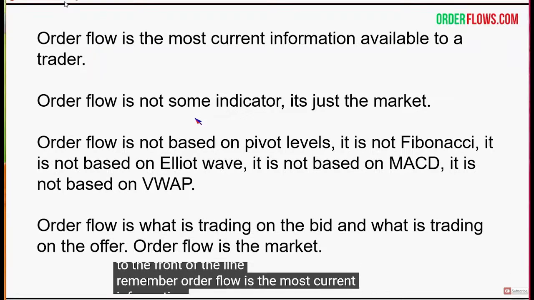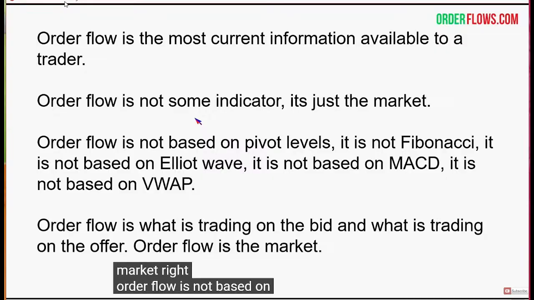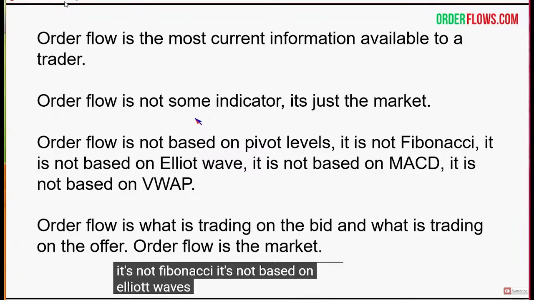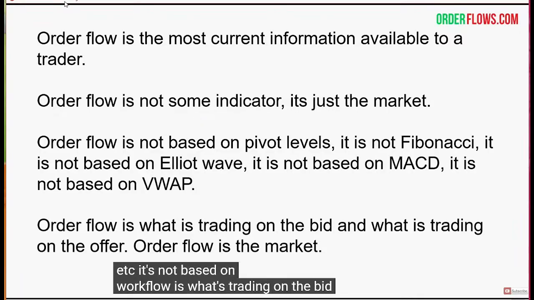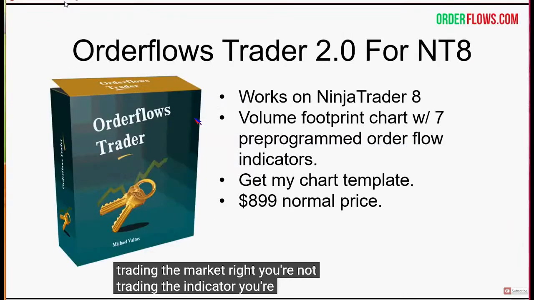Remember, order flow is the most current information available from a trader. And it's not some indicator, it's the market, right? Order flow is not based on pivot levels, it's not Fibonacci, it's not based on Elliott Wave, it's not based on VWAP. Order flow is what's trading on the bid and what's trading on the offer. Basically, it is the market. You're not trading an indicator, you're trading the market.